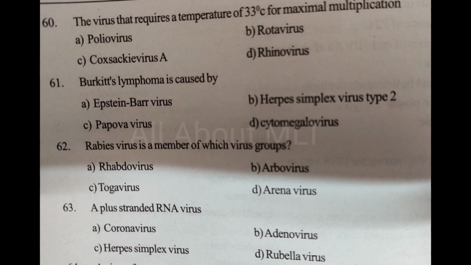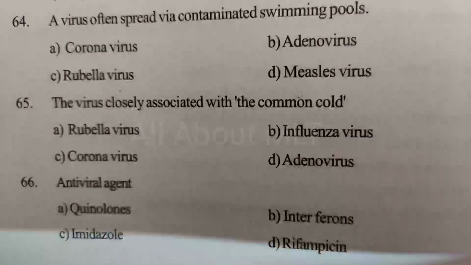A plus stranded RNA virus. Option A, coronavirus. Option B, adenovirus. Option C, herpes simplex virus. Option D, rubella virus. Answer is option D, rubella virus. A virus often spread via contaminated swimming pools. Option A, coronavirus. Option B, adenovirus. Option C, rubella virus. Option D, measles virus. Answer is option B, adenovirus.